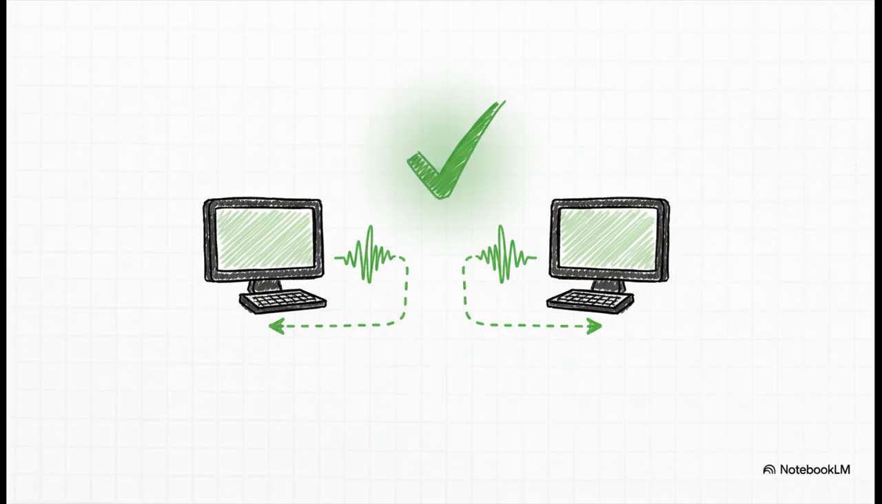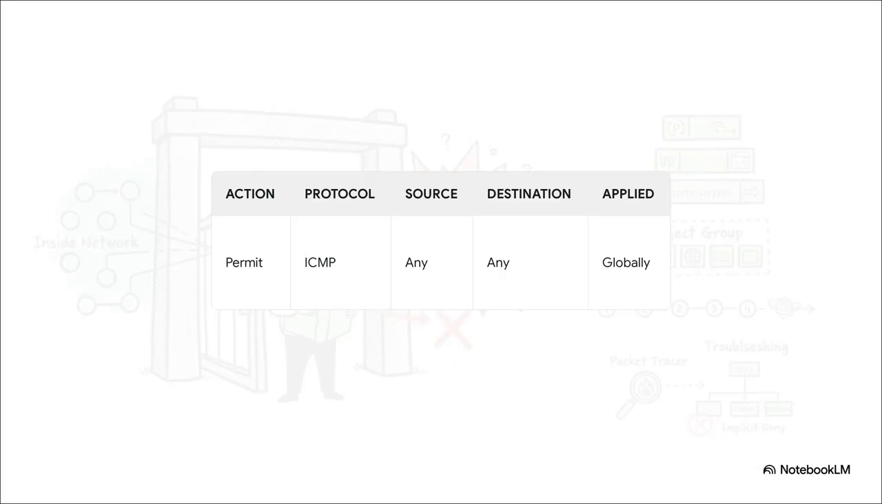It's basically like shouting across the room, "Hey, are you there?" We want to let that simple check happen anywhere on our network. So here's what that rule looks like. The action is permit. Simple enough. The protocol is ICMP. That's the language ping speaks. We're setting the source and the destination to any, because, hey, we want this to work from anywhere to anywhere. And finally, we apply it globally so it affects all traffic.